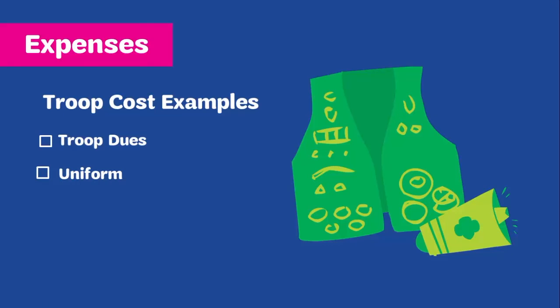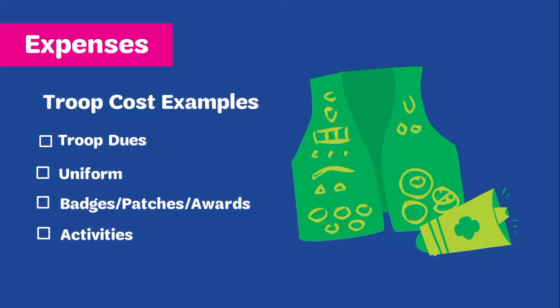Uniforms. A uniform is not required in order to be a Girl Scout. However, having a sash or a vest is recommended in order for girls to display their badges, patches, and awards. Badges, patches, and awards are earned throughout the year and can be purchased from the Girl Scout shop. Girl Scouts Heart of Central California operates Girl Scout shops in Sacramento and Salida.